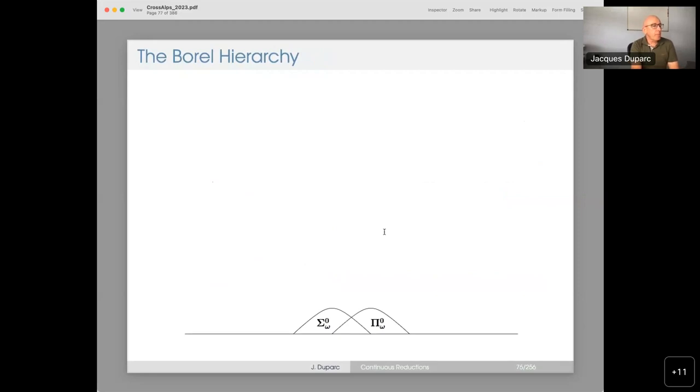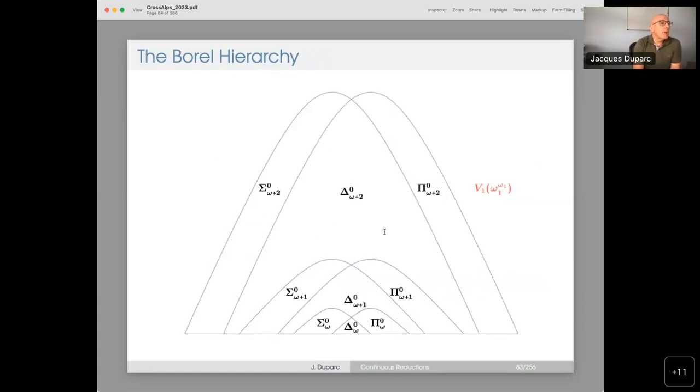Okay. So to give you an idea, at this level, V1 of 1, that was a bit below. Now I have V1 of omega 1 at the level here, and then above, V1 of omega 1 to the omega 1, and it goes on. And the further up you go, the faster this function goes.